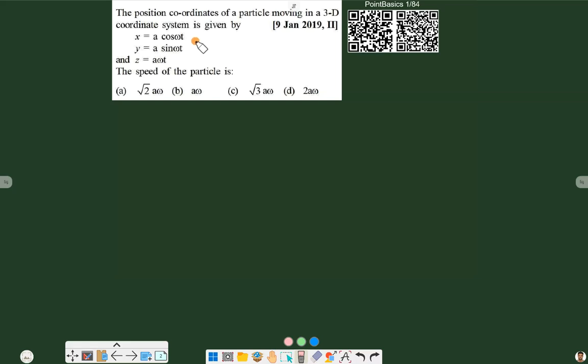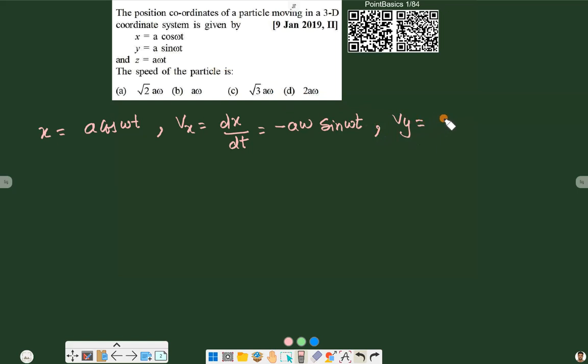So using displacement we can find velocity for individual directions. Like we have x is equal to a cos omega t. Then velocity in x direction will be given by dx by dt, and that will be the derivative of this, that will be minus a omega sine omega t. Similarly, we can find vy will be a omega cos omega t, and vz will be a omega.